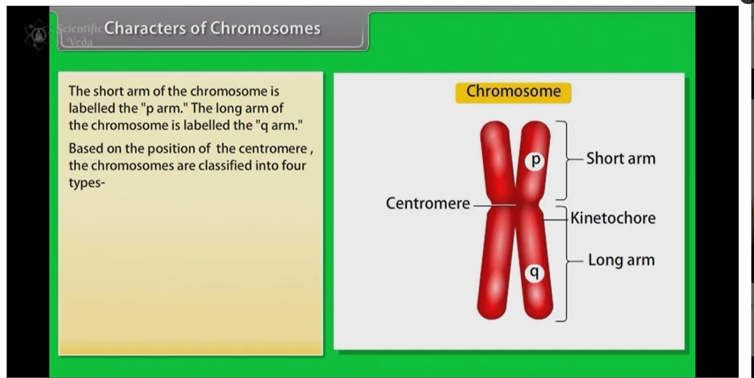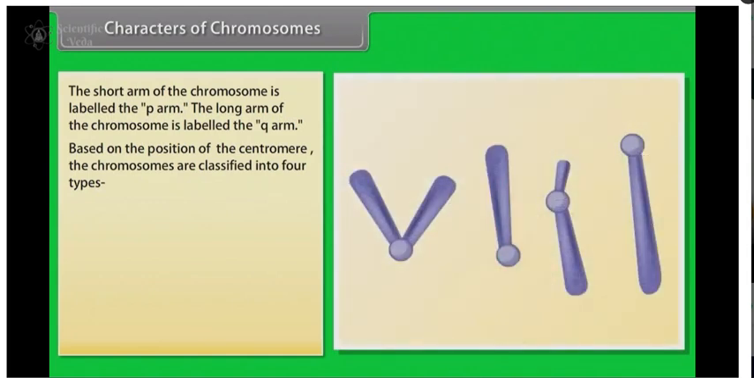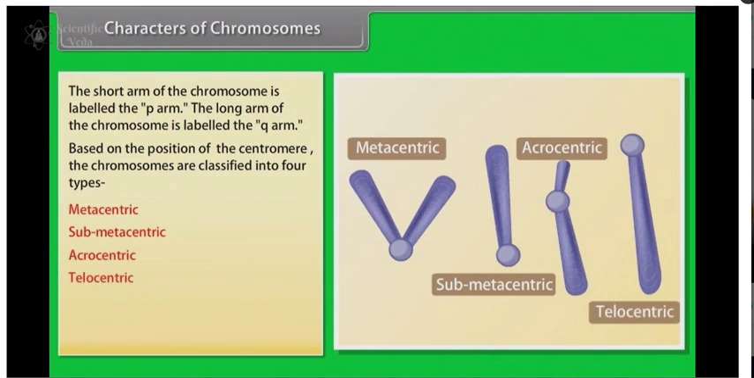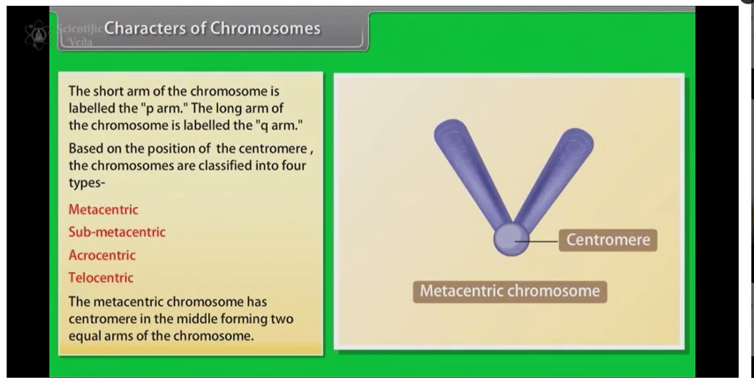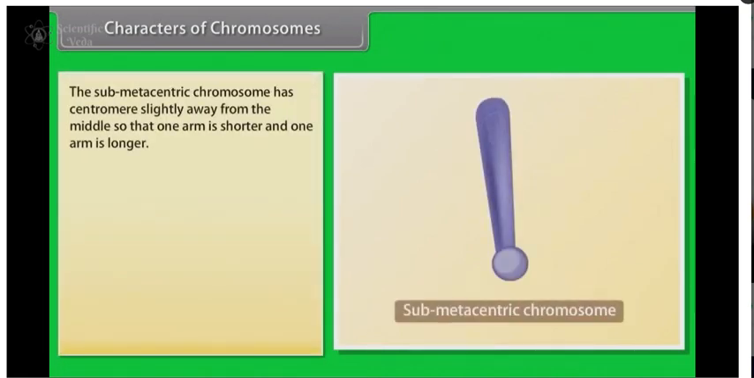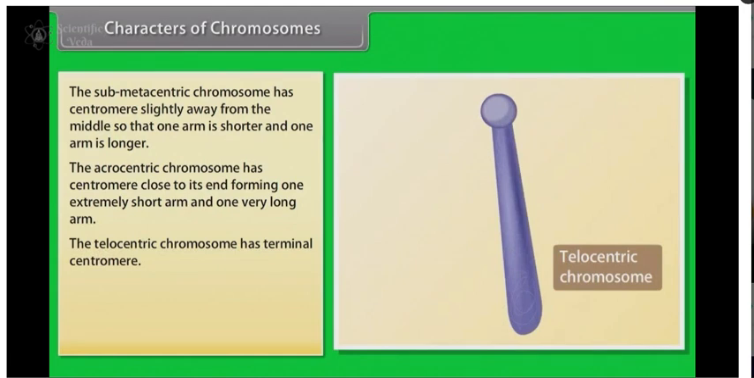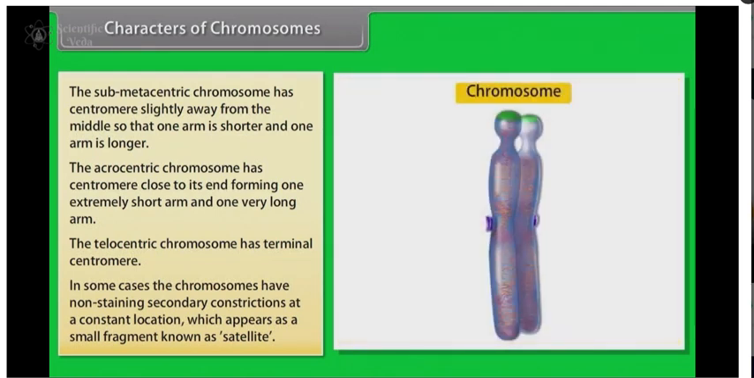Based on the position of the centromere, the chromosomes are classified into 4 types: metacentric, submetacentric, acrocentric, and telocentric. The metacentric chromosome has centromere in the middle, forming 2 equal arms of the chromosome. The submetacentric chromosome has centromere slightly away from the middle so that one arm is shorter and one arm is longer. The acrocentric chromosome has centromere close to its end, forming one extremely short arm and one very long arm. The telocentric chromosome has terminal centromere. In some cases, the chromosomes have non-staining secondary constrictions at a constant location, which appear as a small fragment known as satellite.